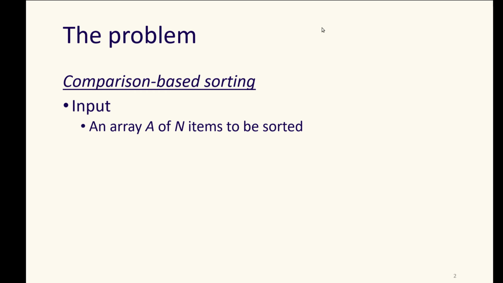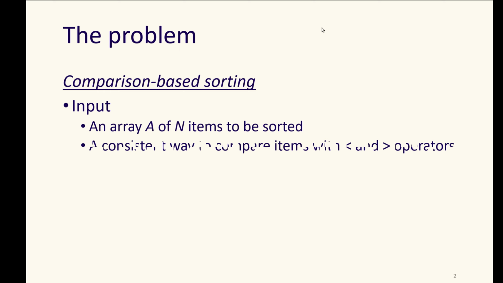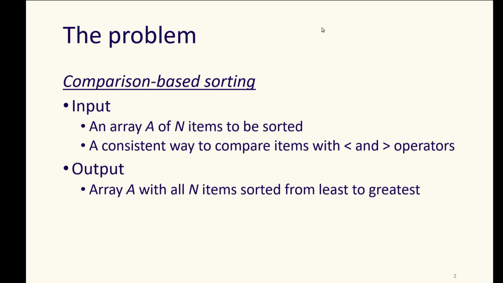So if we have some input, such as an array of n items that need to be sorted, and we have a consistent way to compare all those items, meaning there's an ordering for them, greater than and less than operators, then we want to output an array with all n items sorted from least to greatest. We could just as easily do from greatest to least, but we'll focus on this one direction.